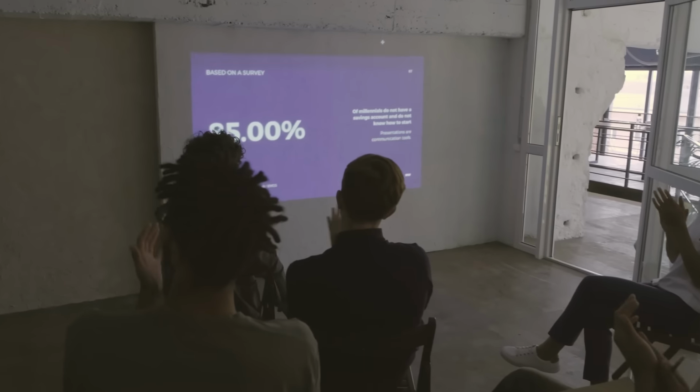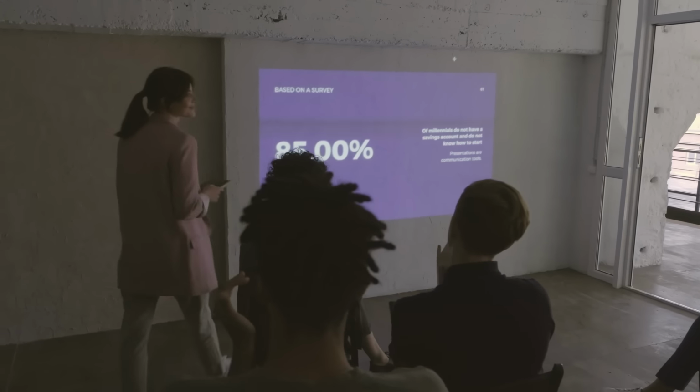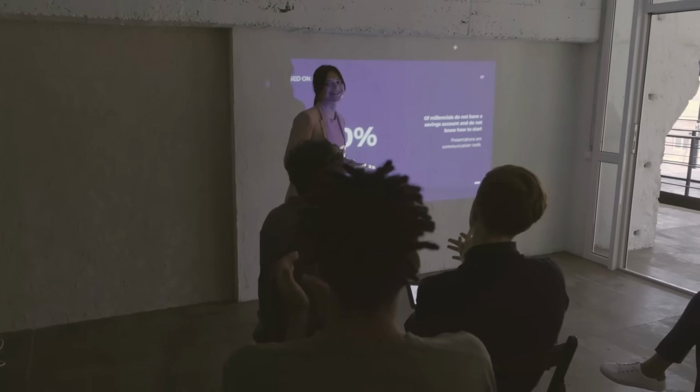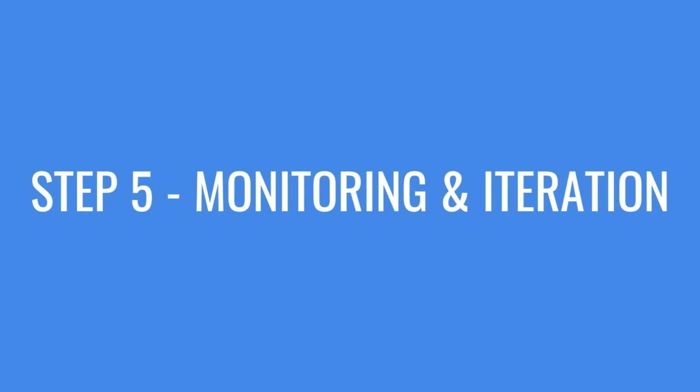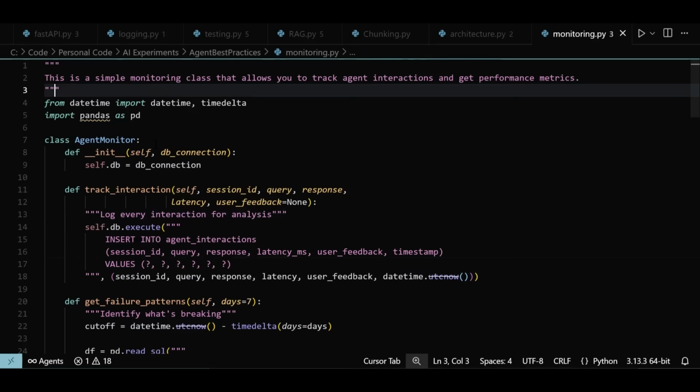This is the difference between a toy and a system. A toy responds once and hopes for the best. A system thinks, validates, and adapts. Step 5. Monitoring and iteration. Alright, final step. Your agent is deployed. You're done, right? Wrong. This is where the real work begins.